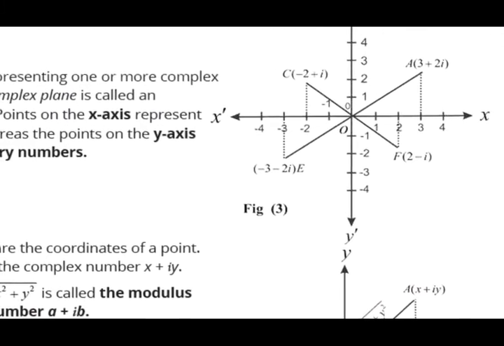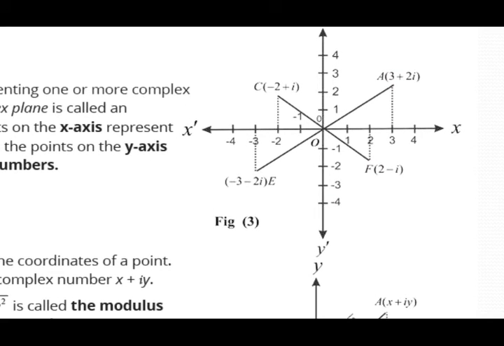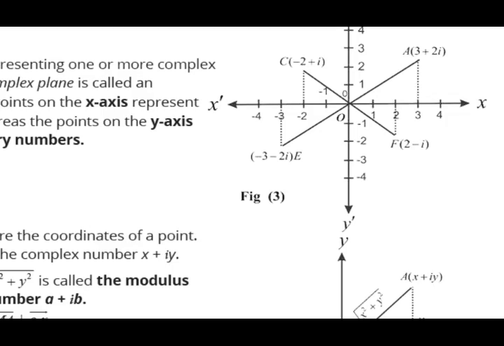Just like point A, which is 3 plus 2 iota. 3 is the real number on the x-axis and 2 is the imaginary number on the y-axis. At point C, x is minus 2 and y is minus 1. Draw it again on a rough page.